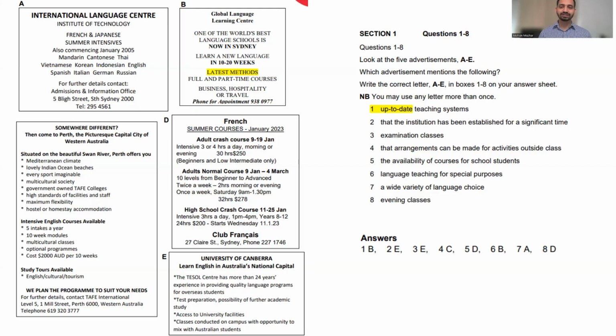And number 7 is A, wide variety of language choice. You could see that, also commencing January 2005, Mandarin, Cantonese, Thai, Vietnamese, Korean, Indonesian, English, Spanish, Italian, German, and Russian. So it does talk about so many languages. It's available in a wide range of language choice. So that's the connection there. And then 8, evening classes. D is offering evening classes.